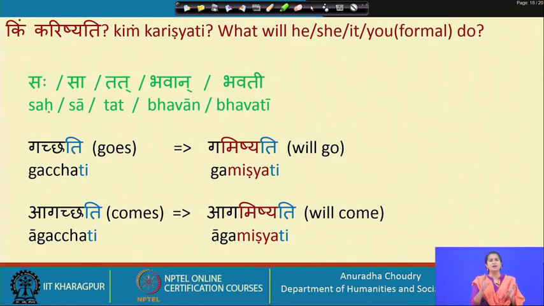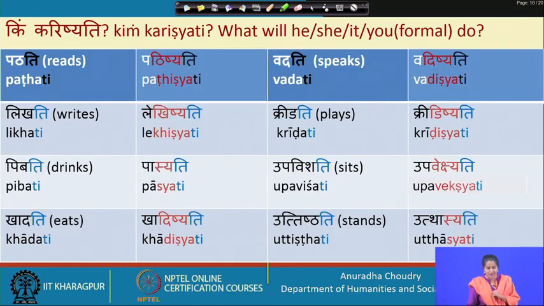How does Gachati become Gamishyati? Because the root of Gachati is actually Gam. That's something you will learn in the course of more familiarity with the language. Because it's Gam, it gets this addition of Ishya. Like in Bhavishya, you add that Ishya and it becomes Gamishyati. Agachati, Agamishyati. Uttamam. Now, let's look at some more commonly used verbs.